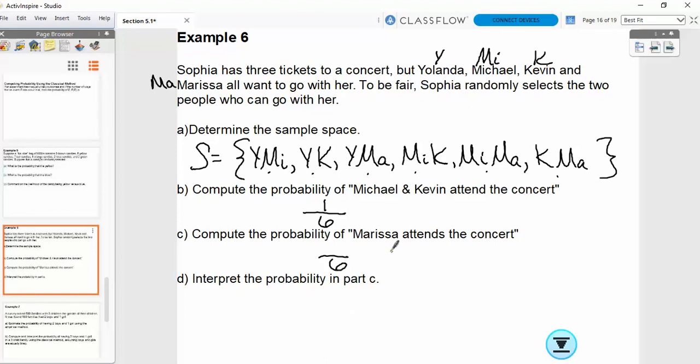What if I want the probability that Marissa attends? So there's still just 6 possible outcomes. How many of them include Marissa? So it's 3 out of 6, or 1/2, or 0.5.